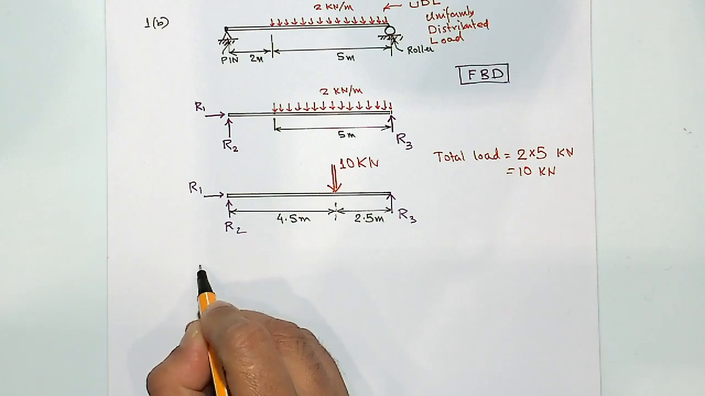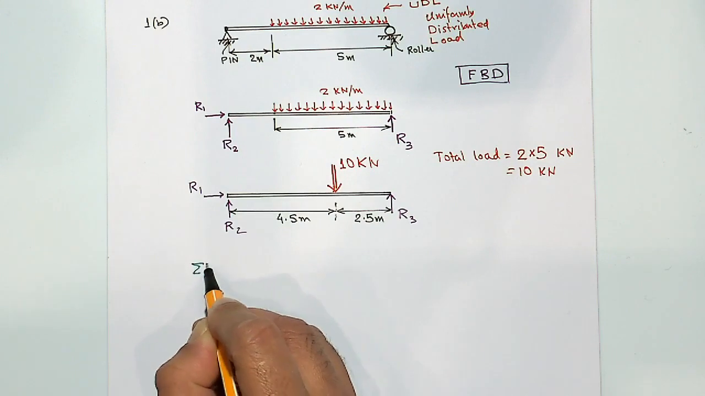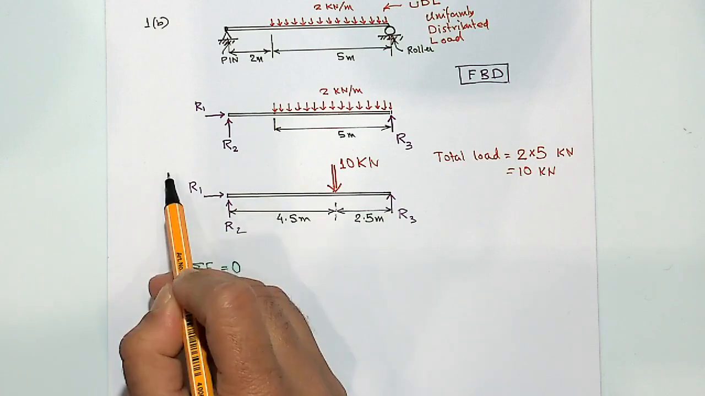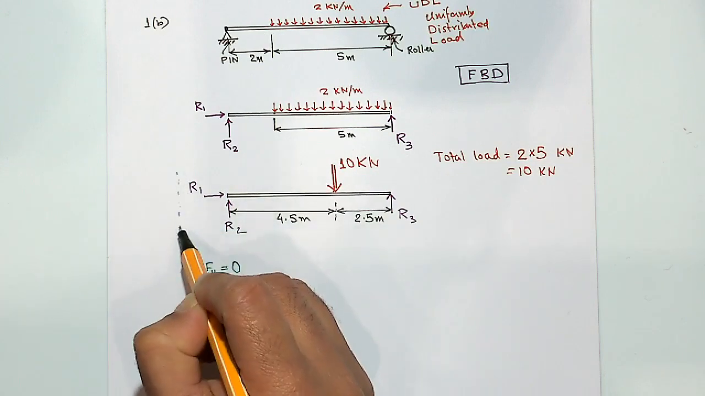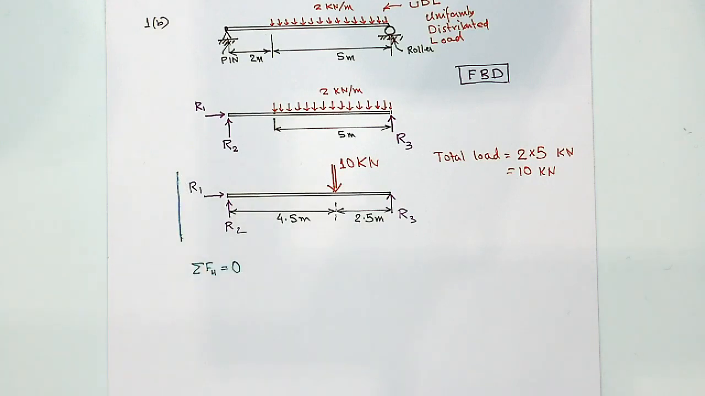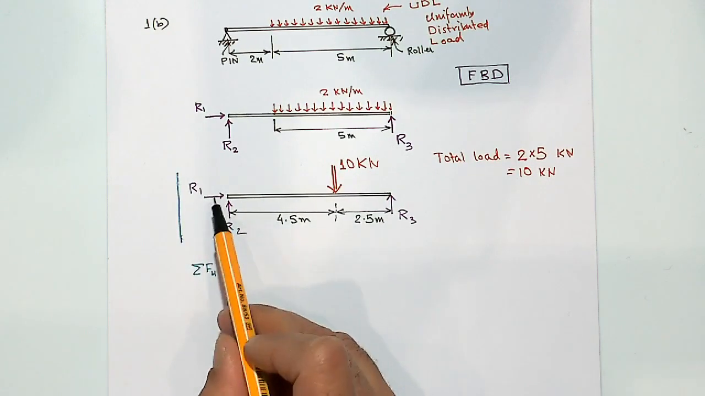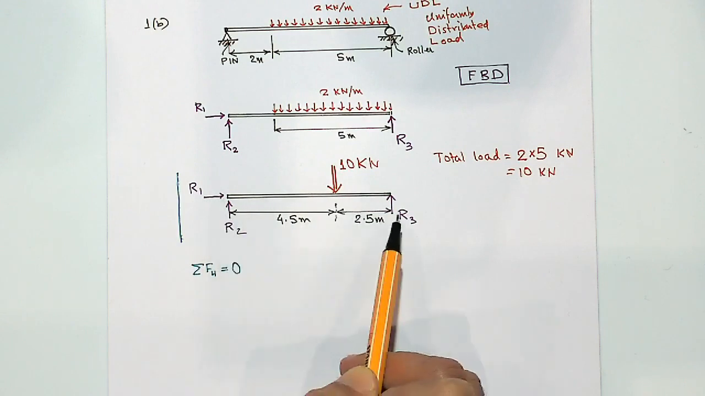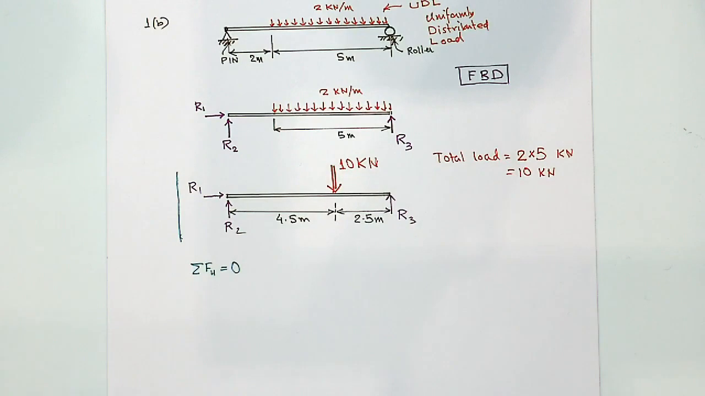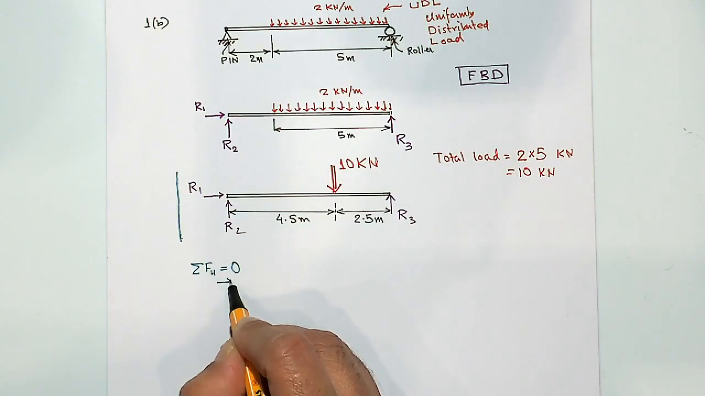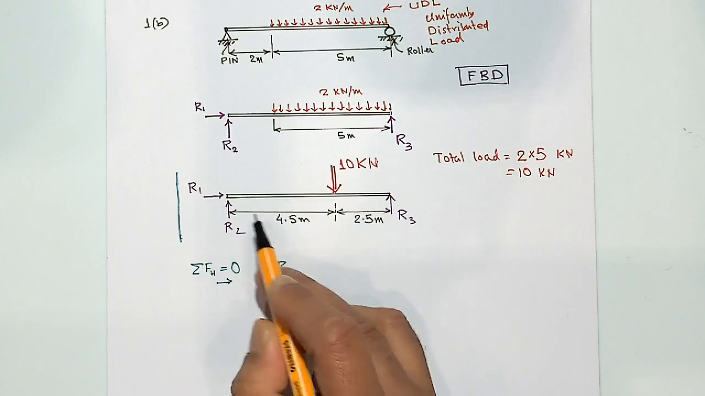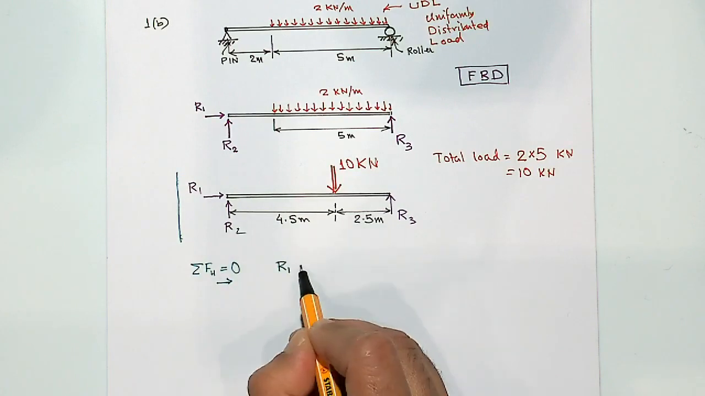So let's do our equilibrium equation. If I do equilibrium equation of summation of horizontal forces 0, I'm going to consider our system as this one. So summation of horizontal forces 0 would give me, there are 4 forces here, R1, R2, R3 and 10 kilonewton. So these are the 4 forces. So if I consider right hand side towards force is positive, then R1 is really the only force. So R1 equal to 0.